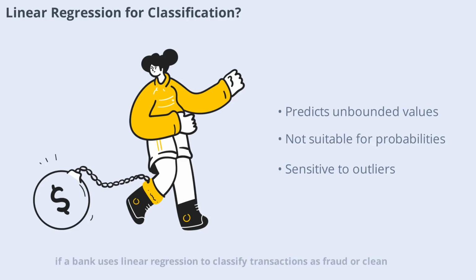For example, if a bank uses linear regression to classify transactions as fraud or clean, a single large transaction can skew the model, causing many fraudulent transactions to be misclassified. This is why specialized classification models are preferred for such tasks.